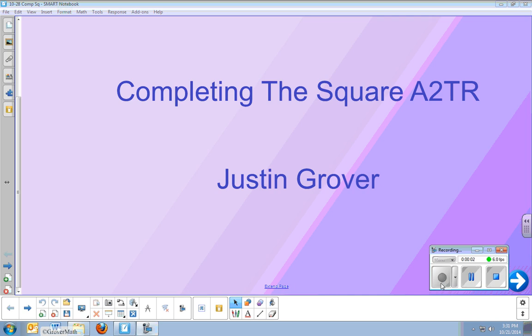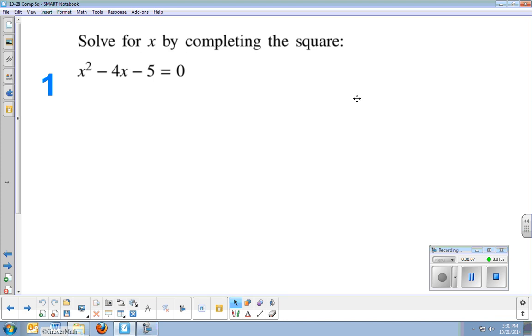Completing the square, Algebra 2 trigonometry. Solve for x by completing the square. So completing the square is a method which we are really only going to spend about a day on in this course.